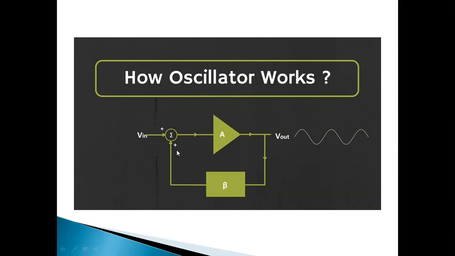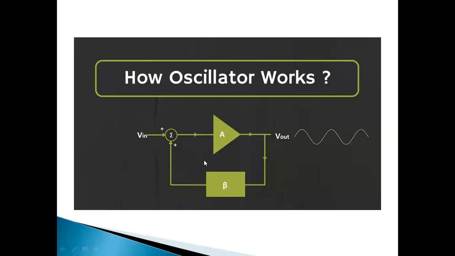Here the feedback signal is represented with a positive sign and the input signal is represented with a positive sign. That means these two signals are in phase, and the output is also in phase with the input signal whenever we are using positive feedback. Whereas in negative feedback, we have a negative sign here and a positive sign here. That means the phases are different, and the output signal is out of phase with the input signal in negative feedback.